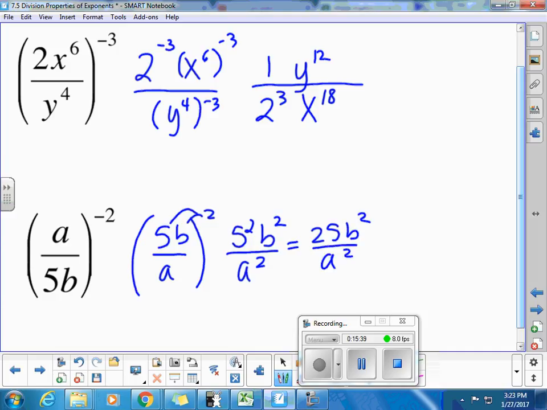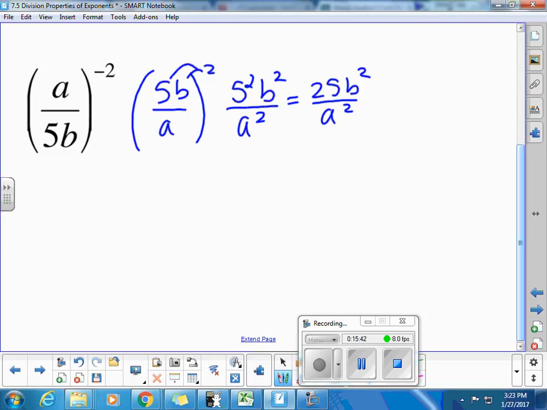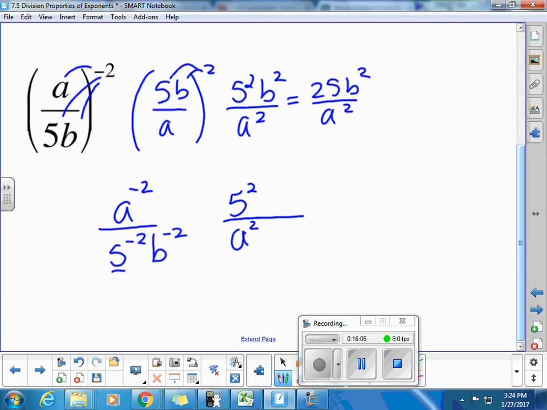Let's try it the other way. If I distributed that negative 2, it would be a to the negative second, and distribute it down to the denominator: 5 to the negative second, b to the negative second. So I'm going to move everything and lose the negative. So the a to the negative second in the numerator is now a to the second in the denominator. 5 to the negative second in the denominator now moves to the numerator as 5 to the second. B to the negative second in the denominator moves to the numerator as b to the second. And that's exactly what I had right here. So you can flip it and do it that way, or you can distribute the negative first. Either way is fine.